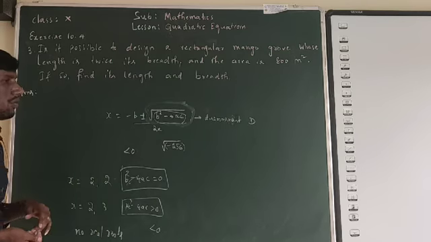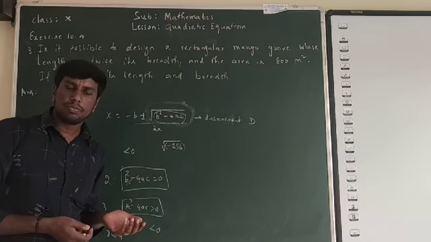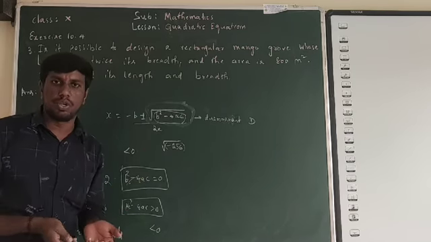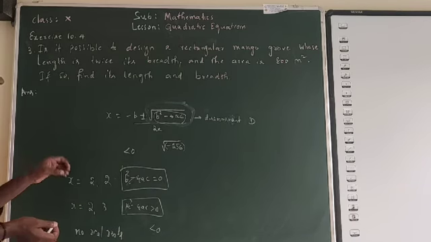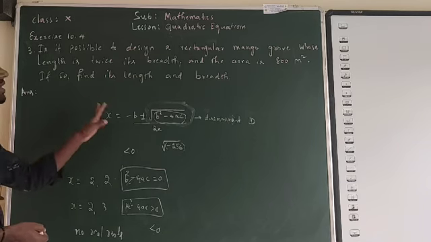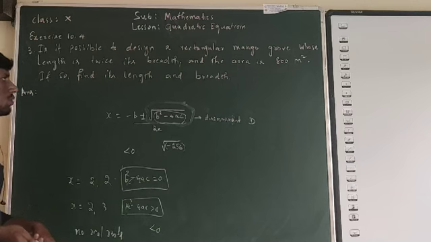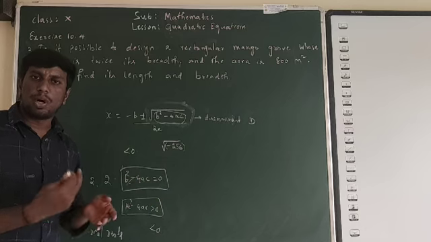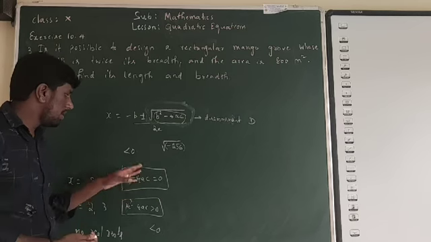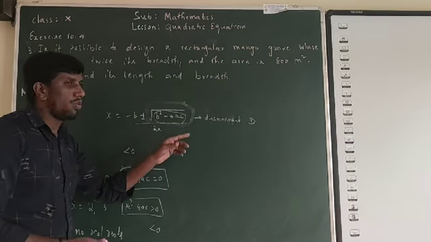So it says 10.4, which is a part of nature of roots. Here, is it possible to design a rectangular manhole floor whose length is twice its breadth and the area is 8 meters square? If so, find its length and breadth. So in these situations, we check whether a solution is possible or not. Is it possible? That means whether b square minus 4ac is possible.